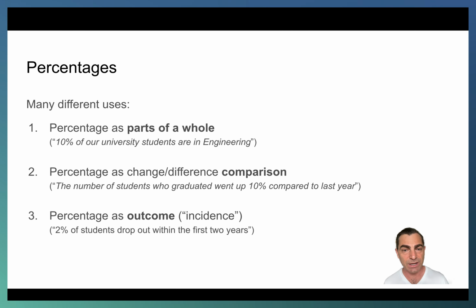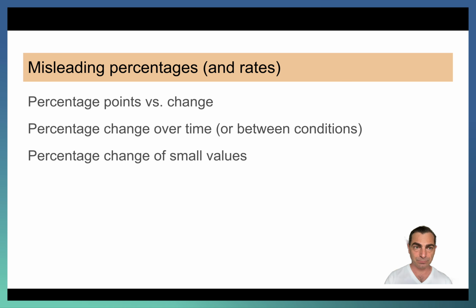And the last one is percentage as outcome, also what is called incidence. So if I say 2% of students drop out within the first 2 years, that's once again a rate. So it represents how many out of all the set of students drop out in the first 2 years. Okay, so these are 3 different interpretations of percentages.